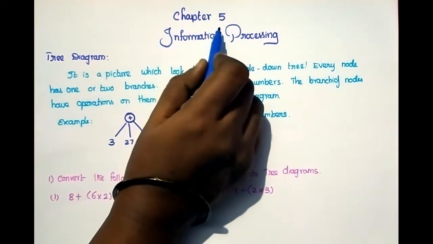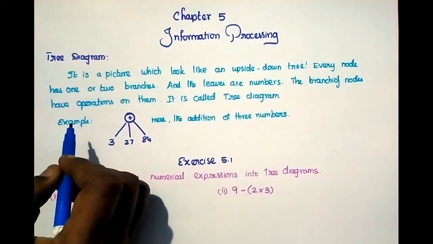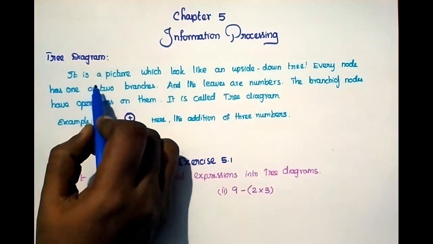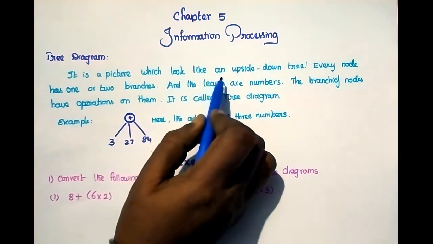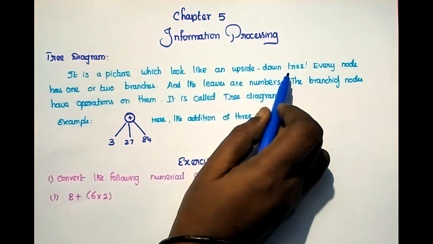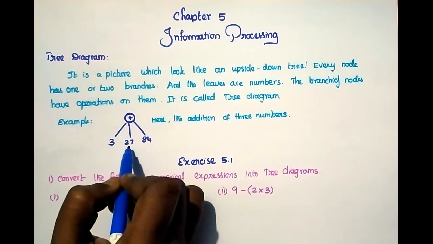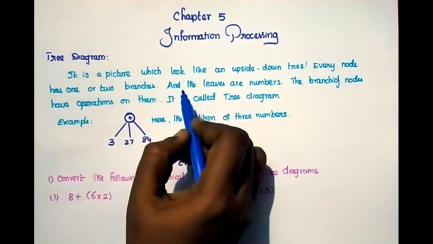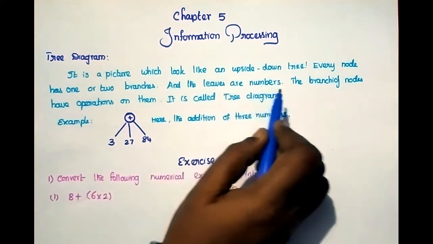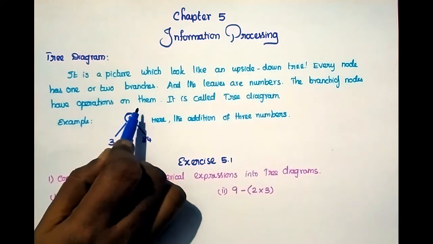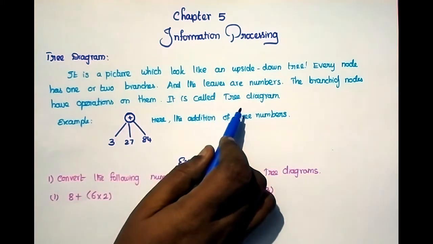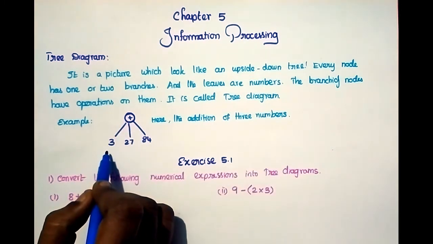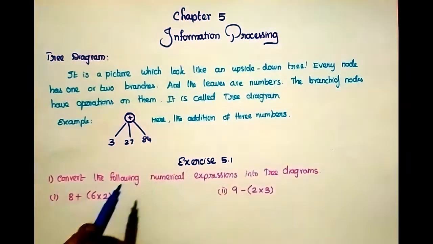Look at this chapter 5, Information Processing. Here we discuss the tree diagram. It is a picture which looks like an upside down tree. Every node has one or two branches and the leaves are the numbers. The branching nodes have operations on them. It is called a tree diagram. Here, the addition of three numbers, like this we can put in the tree diagram.